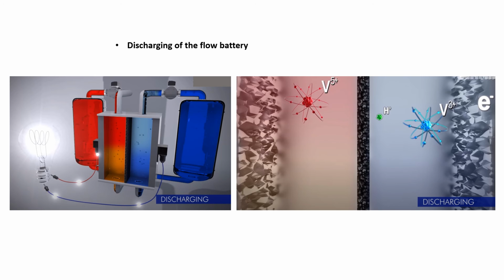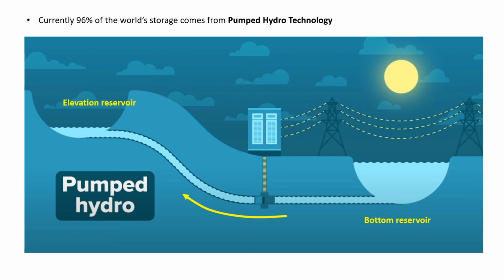The composition of the electrolytes, vanadium salts dissolved in dilute sulfuric acid, is considered to be safe in view of hazard potential, as well as an inexpensive mode to store the energy harvested from renewable resources efficiently. Although the battery technology is still to gain maturity and commercial acceptability, we continue to research to achieve better results. Currently, about 96% of the world's storage comes from pumped hydro technology.